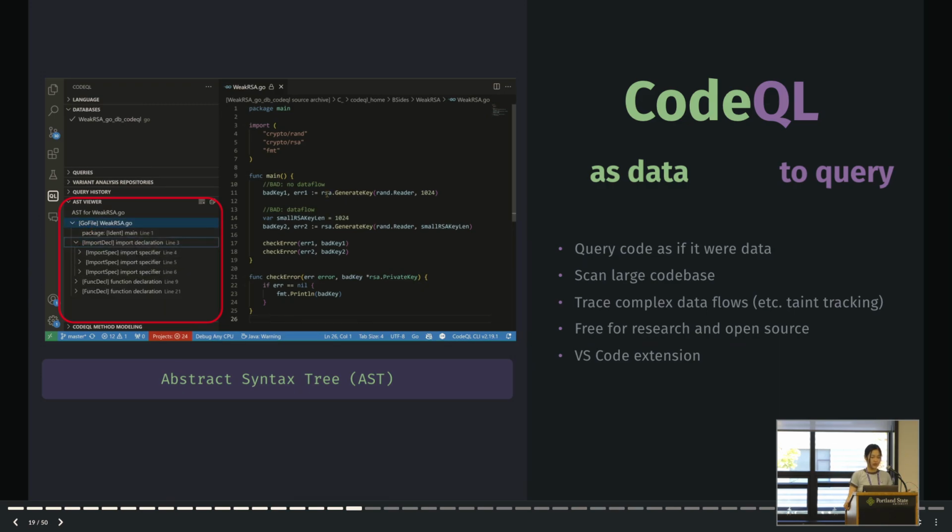Here's where the concept of AST, or abstract syntax tree, comes into play. The AST, shown in the red box here, is a tree-like representation of the source code. By treating the code this way, CodeQL allows users to search their code at scale for complex semantic patterns. Users can also customize the queries for specific patterns.